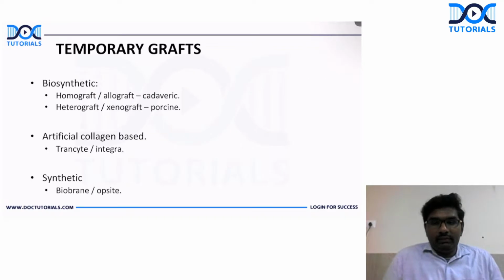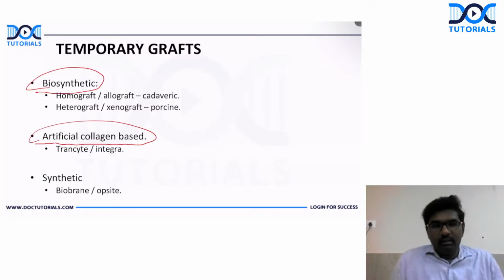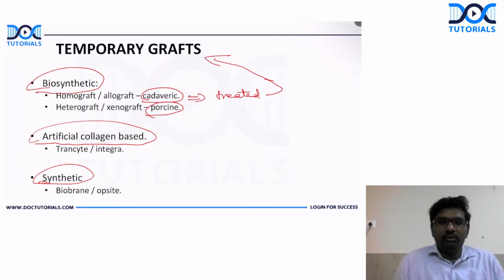Coming to the temporary grafts. Temporary graft can be a biosynthetic one, or it can be an artificial collagen-based one, or it can be a completely synthetic one. So biosynthetic one includes skin from the cadaver or porcine. The skin from the cadaver or porcine is removed and treated, and it is used for grafting of the area.